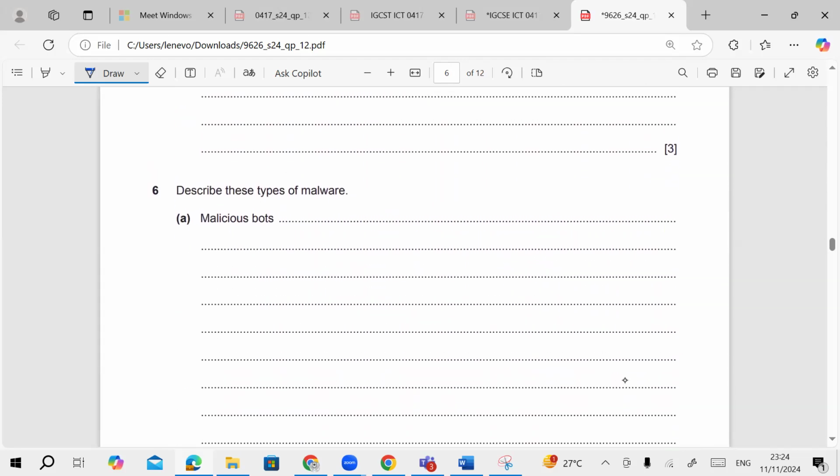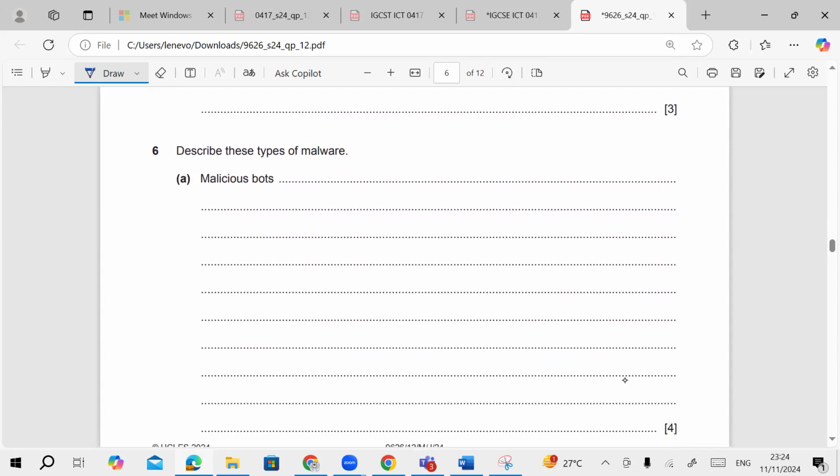Describe these types of malware. Malicious bots would take control of the server. They would infect the whole computer, the central server, and gather fake information. They can also launch a DOS attack, which would infect the entire network and block it. Bots replicate in such a way that they can disrupt a network.